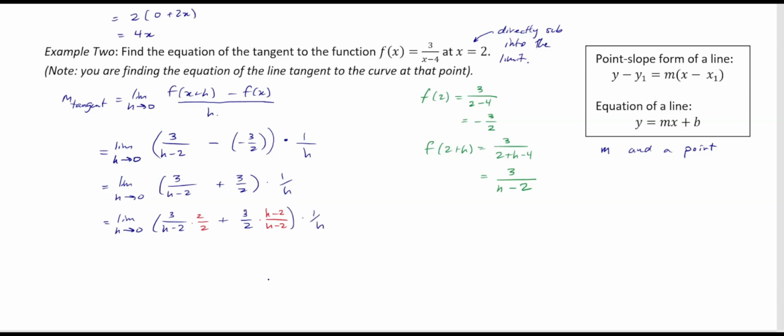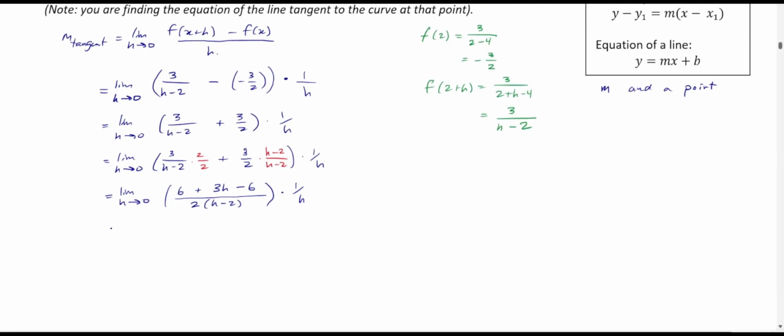And 1 over h. Okay, so I go ahead and figure out my numerators here. My numerator is 2 times 3, well that's 6. And then this is going to be plus 3 times h and 3 times negative 2, so plus 3h minus 6, all over, and the denominator here is going to be 2 times h minus 2. Still 1 over h. Again, I cannot evaluate this limit just yet because I have h in the denominator.